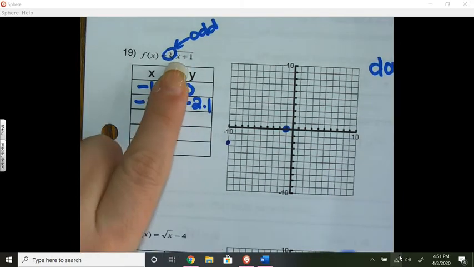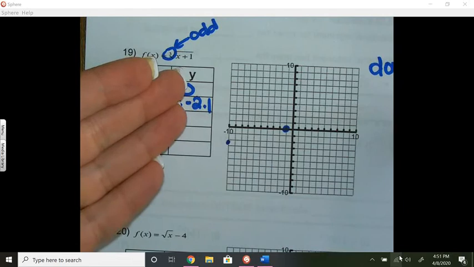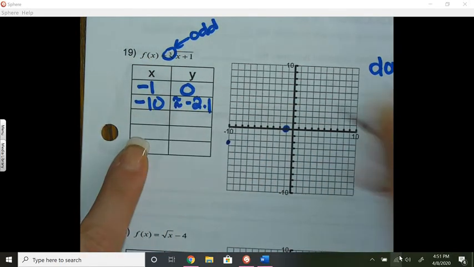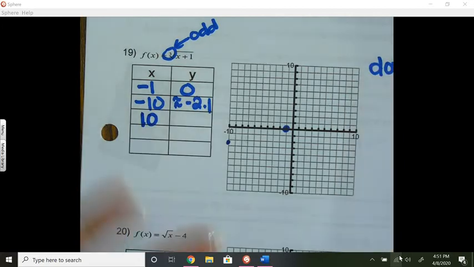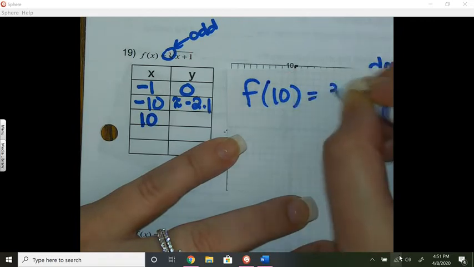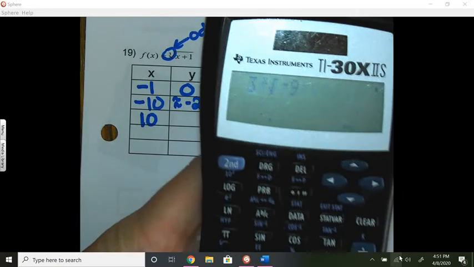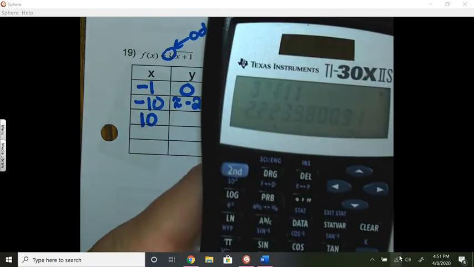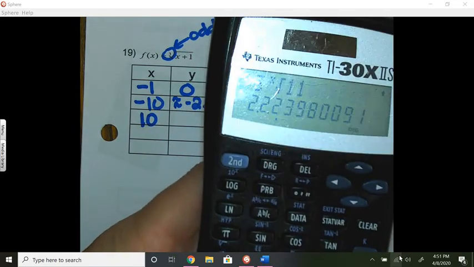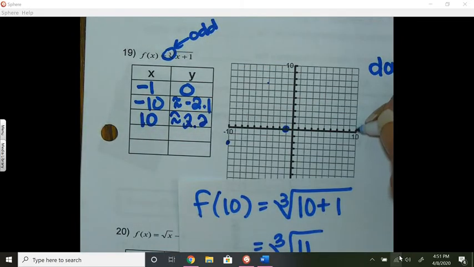If I don't know what this graph is going to look like, I want to pick numbers so that they're all throughout the graph. So I could pick any numbers I want. So maybe now I go plug in 10. I want to see where the graph goes on this side. So now I'm going to plug in 10. So the cube root of 10 plus 1 is the cube root of 11. So what times itself 3 times is 11. That's about 2.2. So about 2.2. So I'm going to go to 10 and up to just a little bit more above it.